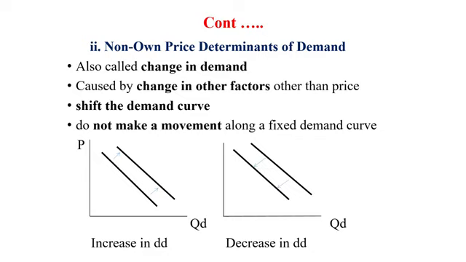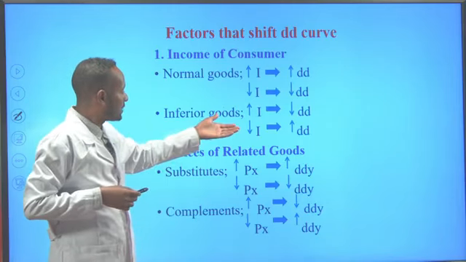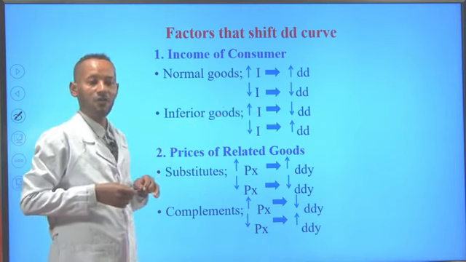Inferior goods are those goods whose income effect is negative. That means as the income of a consumer increases, the demand for inferior goods will decline. And as the income of a consumer declines, the demand for inferior goods will increase. So there is an inverse relationship between changes in income and the demand for inferior goods.